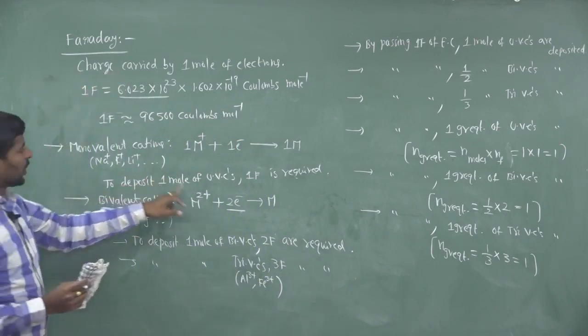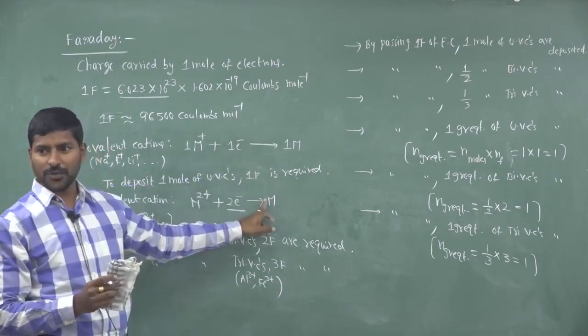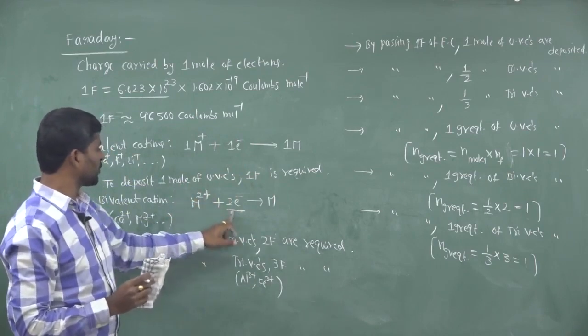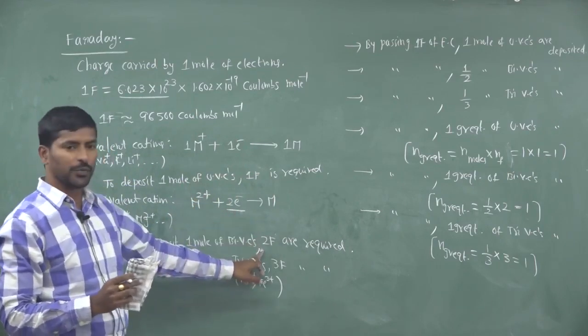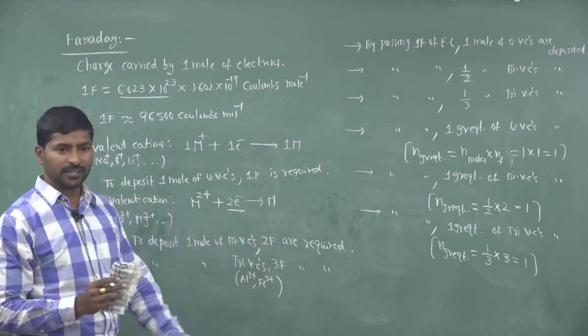To deposit 1 mole of univalent cations, 1 mole of electrons are required. That means 1 Faraday is required. To deposit 1 mole of bivalent cations, 2 moles of electrons are required, that means 2 Faradays. Similarly, for 1 mole of trivalent cations, 3 Faradays are required.